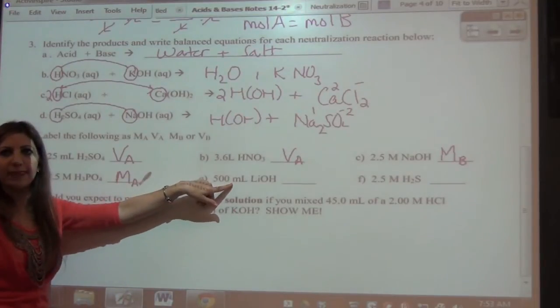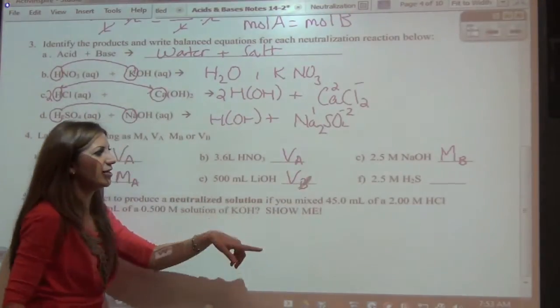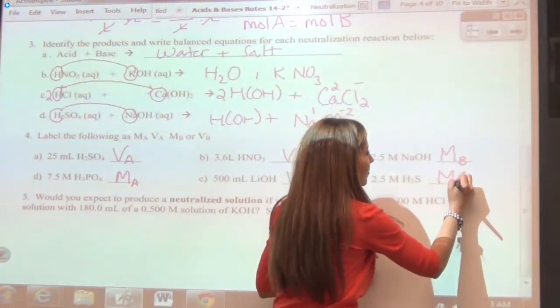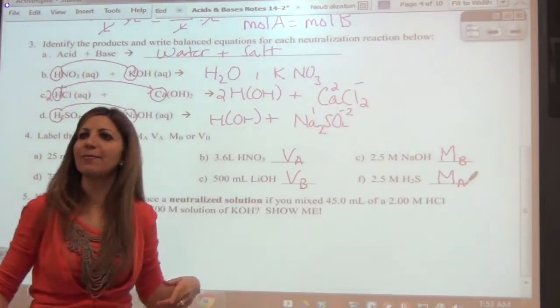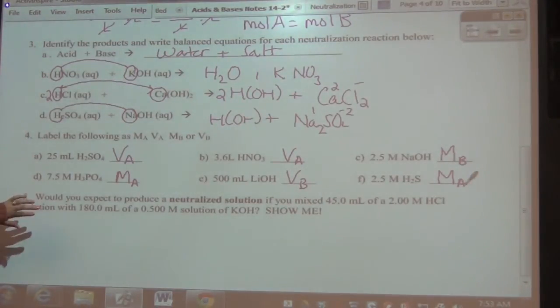How about this one? Volume, Vb, very good, volume of the base. And the last one? Ma. Awesome, molarity of your acid. So if it has an M, that's your molarity. If it has milliliters or liters, that's going to be your volume.